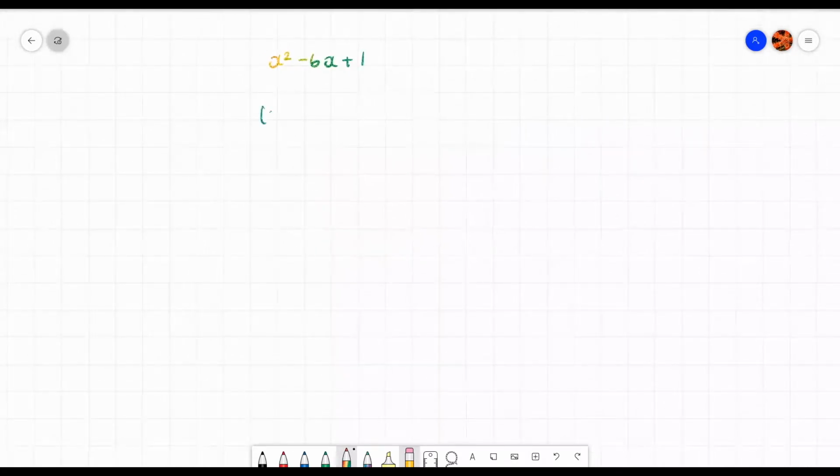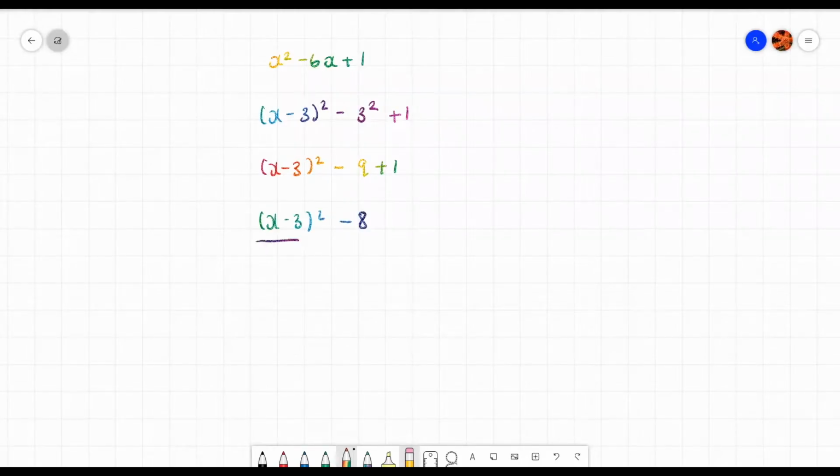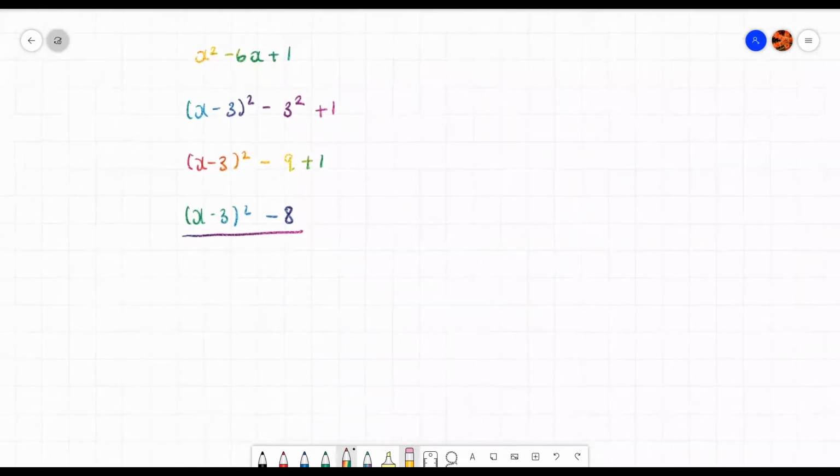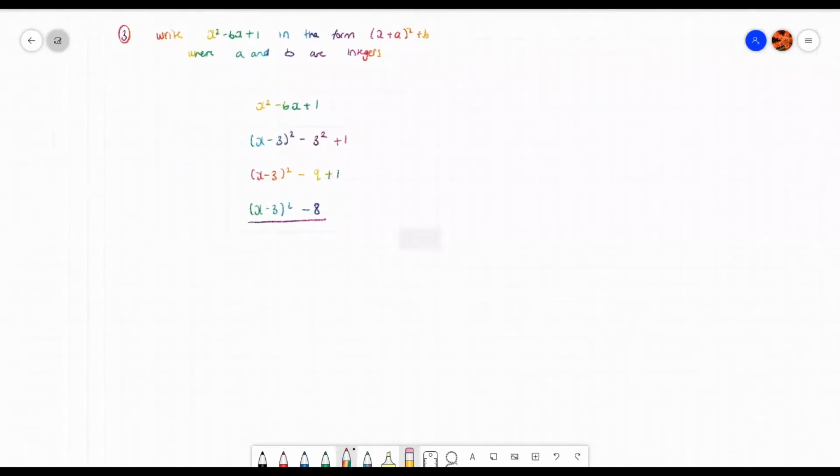Okay, so I'm going to do x minus, well, half the 6, which is 3, squared, minus 3 squared, bring the number back down, plus 1. X minus 3 squared minus, well, what's 3 squared? It's 9, plus 1. That now becomes minus 9. X minus 3 squared, minus 9 add 1 is minus 8. There we are. That has completed the square, and I've worked out the values of a and b. A is minus 3 and b is minus 8.